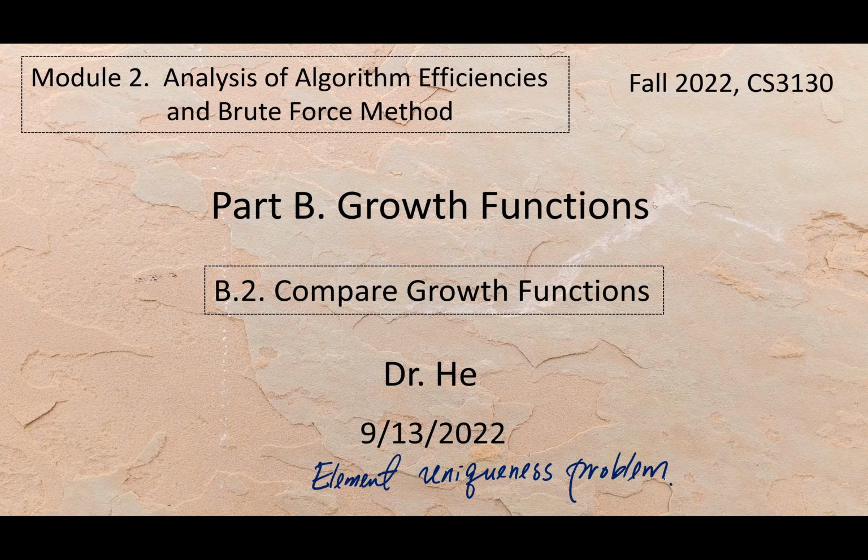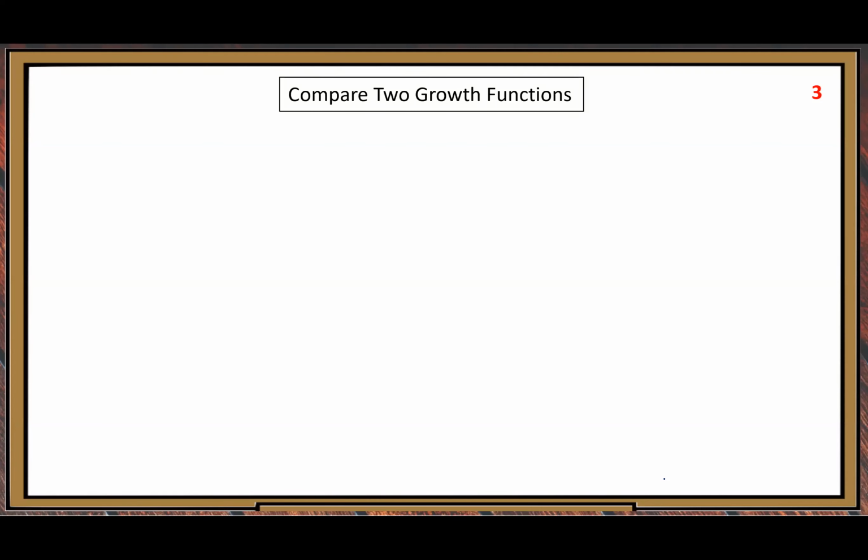So here, let us compare the two growth functions for that problem. Which method is better? That comparison will tell us which one is better. Method 1, we apply brute force. Method 2, we organize the data by sorting the elements first. Remember?